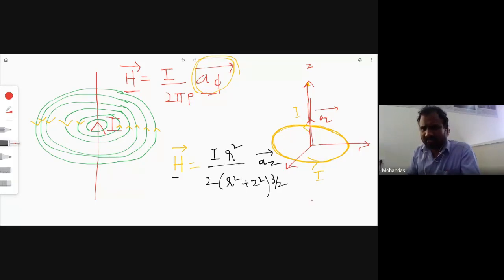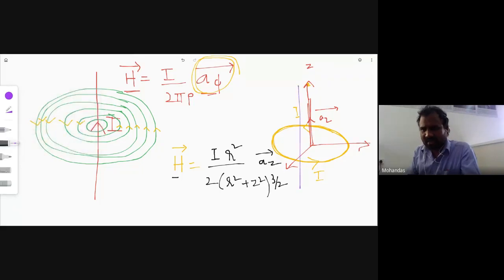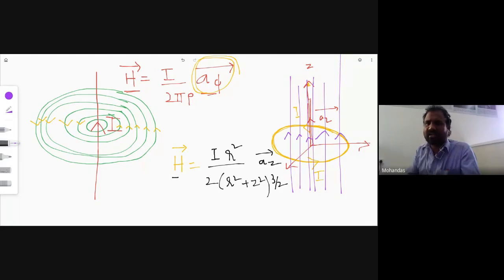So the magnetic field lines, let me draw with another color here so that we can understand clearly. See, these are the magnetic field lines. These straight lines are magnetic field lines. This is the direction of the magnetic field intensity, or the flux lines direction.